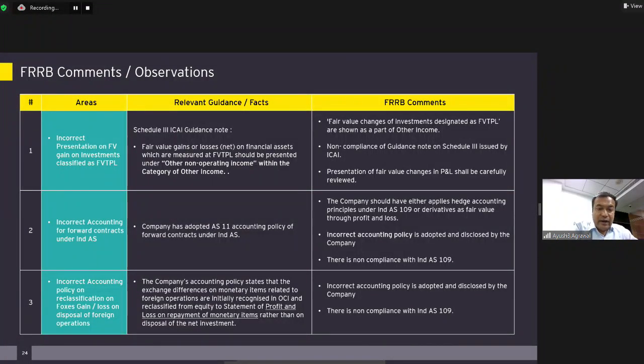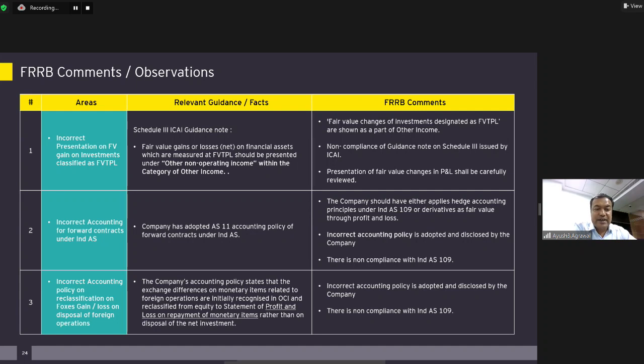The second area, and I was surprised when I came across this observation, is that a number of companies have forward contracts, and under the old Indian GAAP regime the companies were following AS 11 accounting for those forward contracts, and they continued to follow the same in the Ind AS regime as well. They just carried forward the AS 11 accounting even in the Ind AS regime, which was completely inconsistent with the guidance. The guidance on derivatives in Ind AS 109 is very clear that all derivatives should be fair valued through P&L or hedge accounting should be followed. That is the guidance which the company should be following, and not the erstwhile AS 11 guidance on forward contracts.